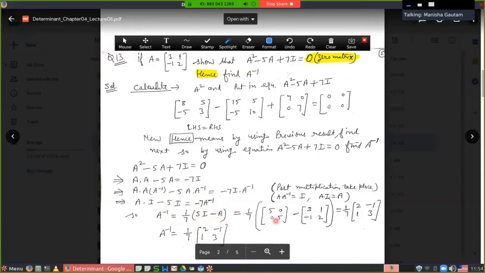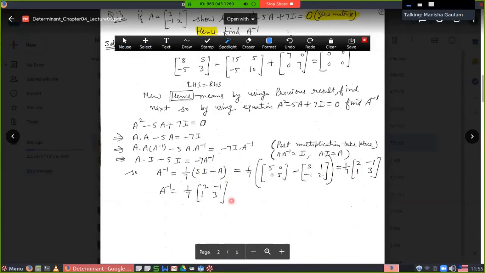I have written here that 5 times the identity matrix is [5 0; 0 5], and A is the matrix [3 1; minus 1 2]. Subtract these matrices and put 1/7 outside of the matrix. You can multiply this matrix by 1/7, or you can write it as it is: 1 upon 7 times the matrix [2 minus 1; 1 3]. This is the inverse of the matrix by using equations.